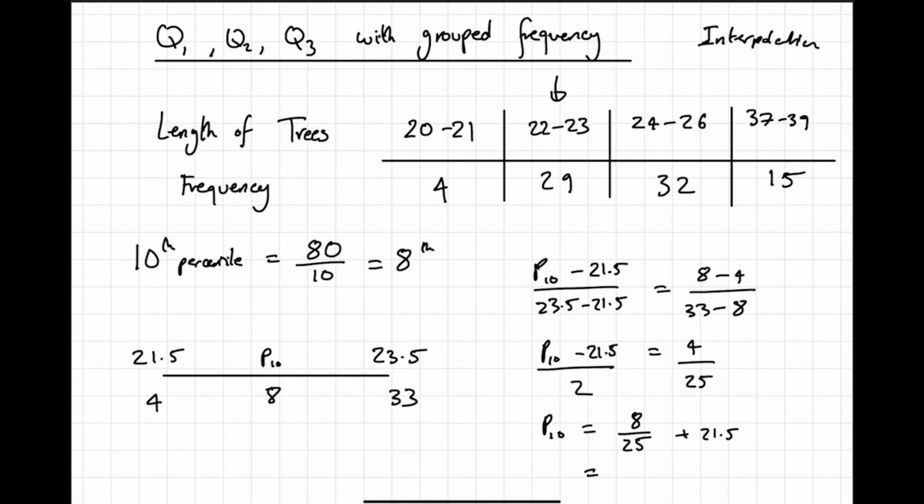8 divided by 25, and then add on to that 21.5, giving us a final total of 21.82. So as we can see, our final value for P10, I would give that roughly as 21.8. That's the value, which is our 10th percentile. And that's pretty much it.